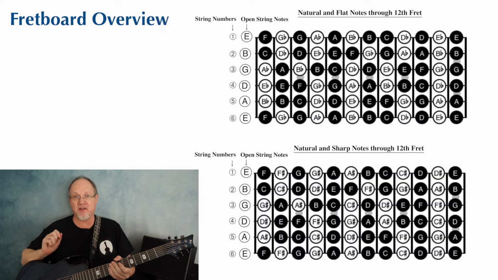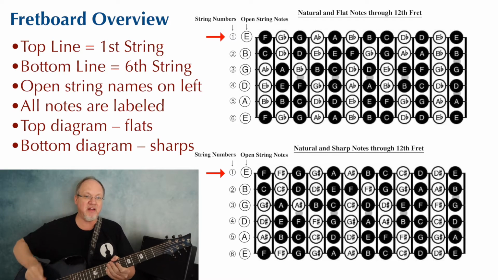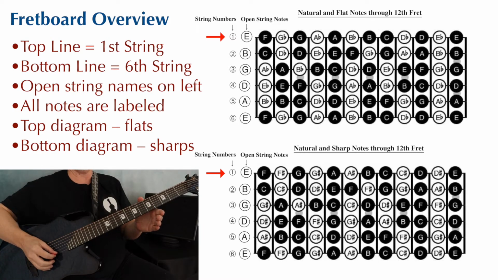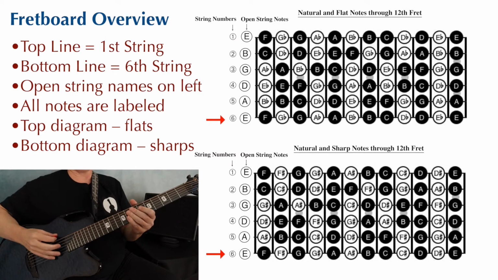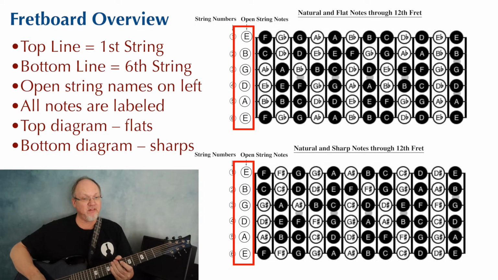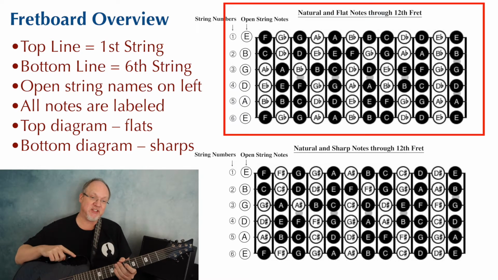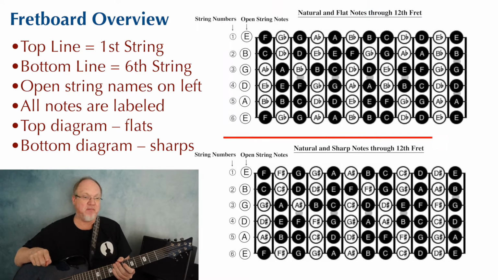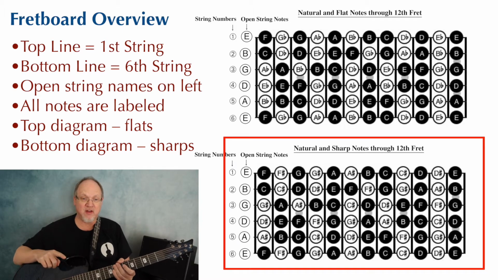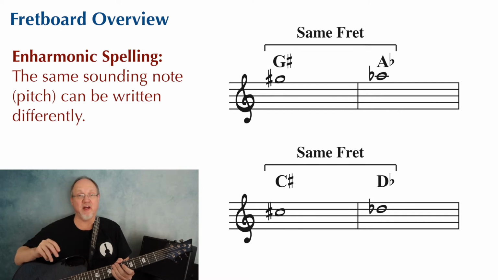On page 5, we're looking at 2 fretboard diagrams. Just like tab, the top line is the first string or small E string, and the bottom line is the 6th string or the low E string. The names of the open strings appear to the left of each string, and every note is labeled. The top diagram shows the natural and flat notes, and the bottom diagram shows the exact same notes spelled as naturals and sharps. Remember that notes can be spelled enharmonically. In other words, the same note can be spelled in different ways.